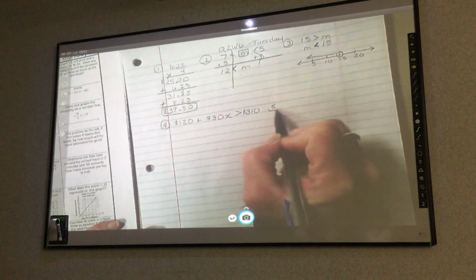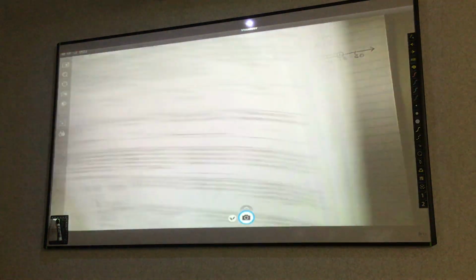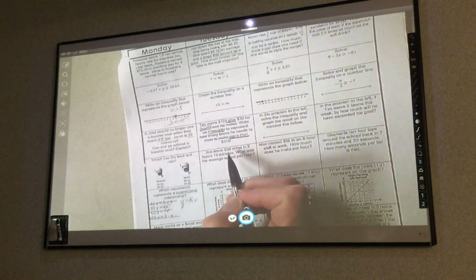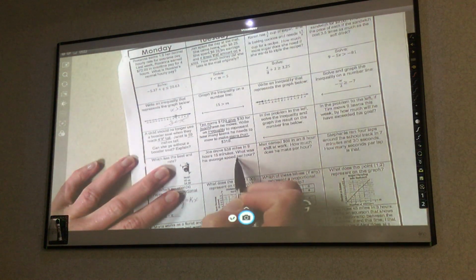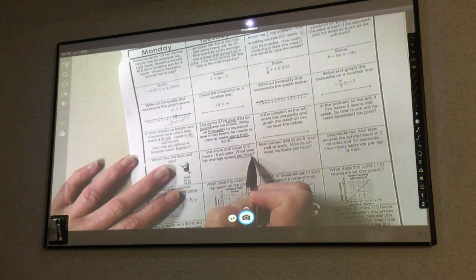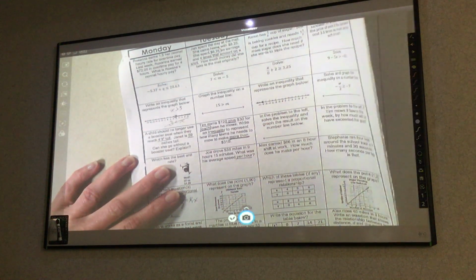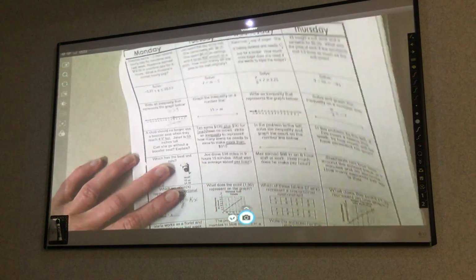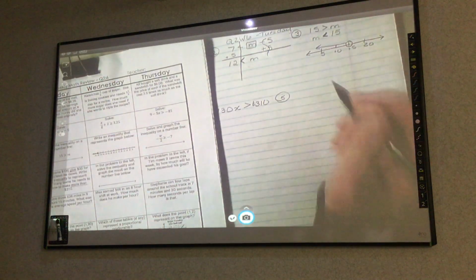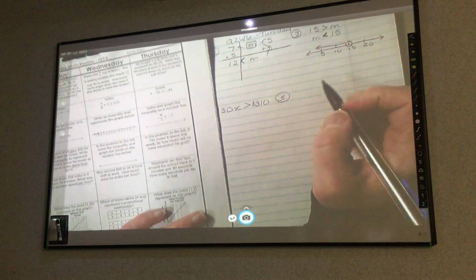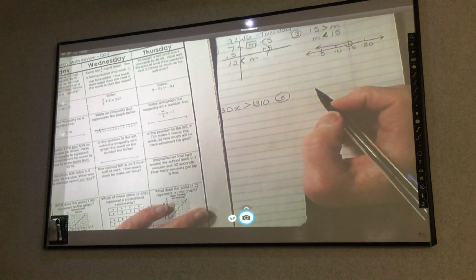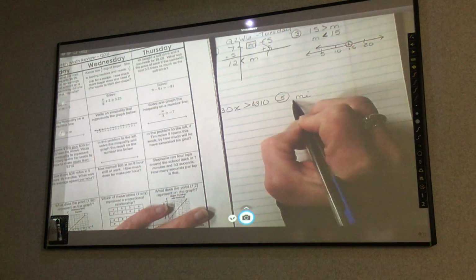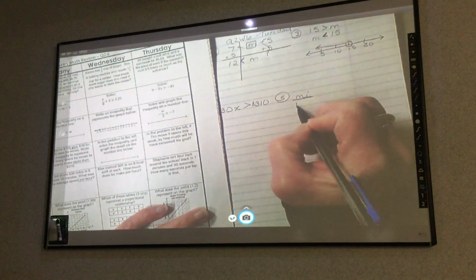5. Joe drove 538 miles in 9 hours and 15 minutes. What was his average speed per hour? All right, so we've got to do a little bit of math here, don't we? So it is, you always do miles per hour, right? So I'm going to set up my ratio, miles per hour.